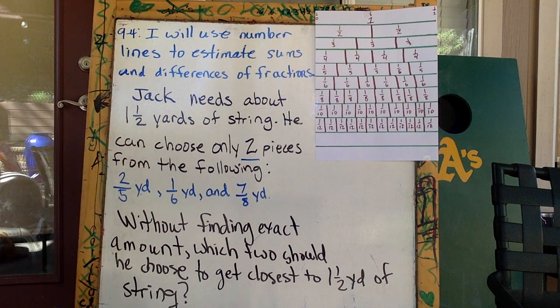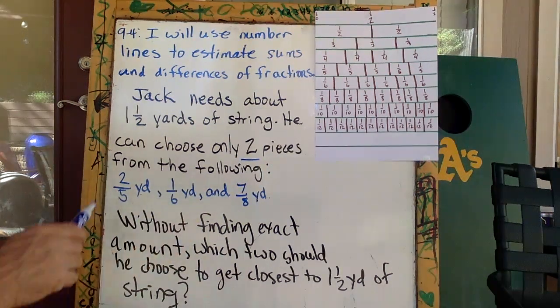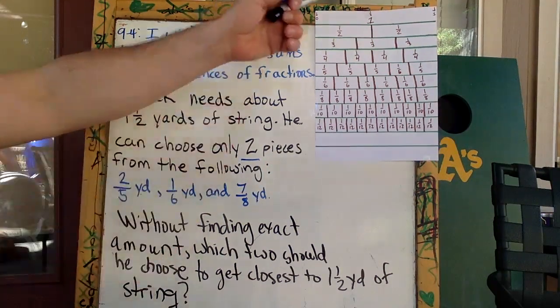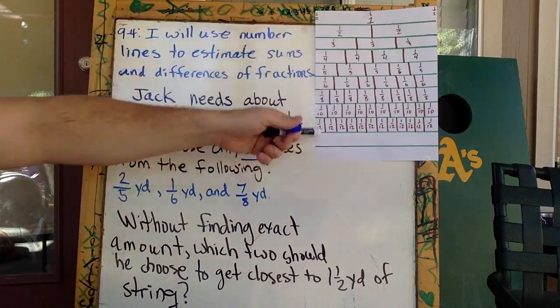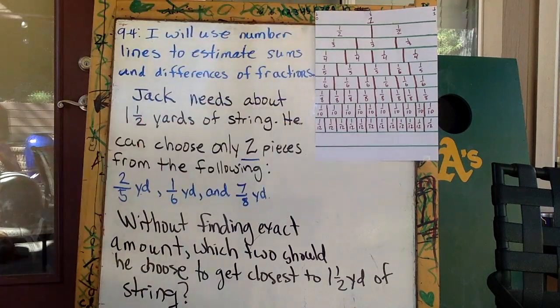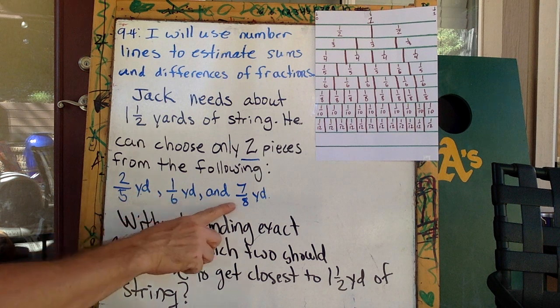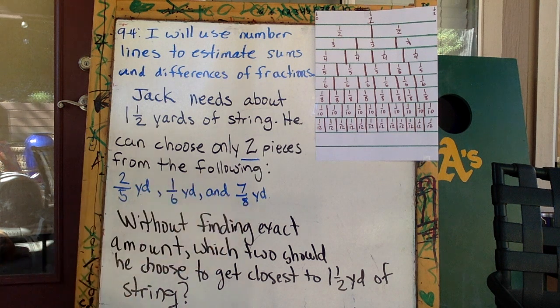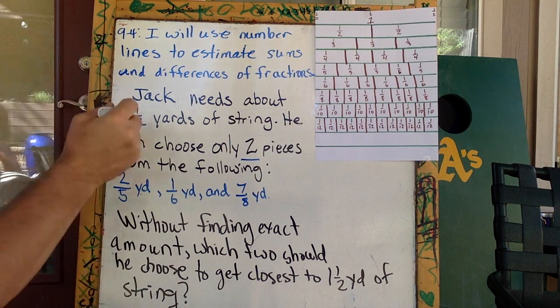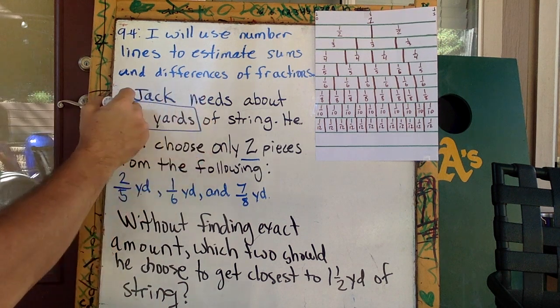So you're trying to think, okay, what would he choose? The 1/6? Would he choose the 7/8? Would he choose these 2? How can we use these fraction strips here to help us solve this problem? Okay. So what I would like you to do is try to figure it out on your own. See if you can decide which 2 of these pieces of string he would use to get close to 1.5 yards. This is his total amount that he needs for whatever project that he's doing.